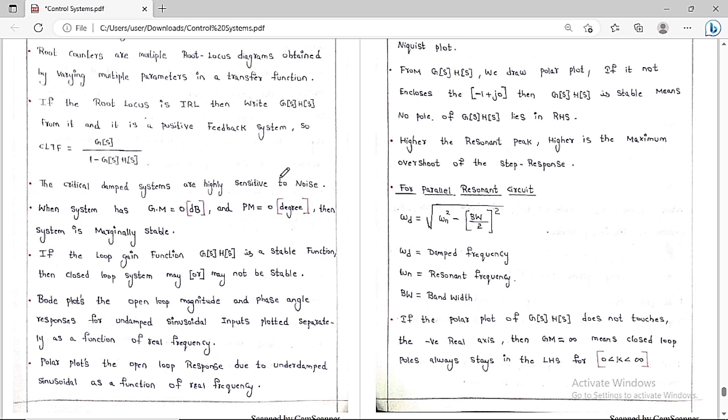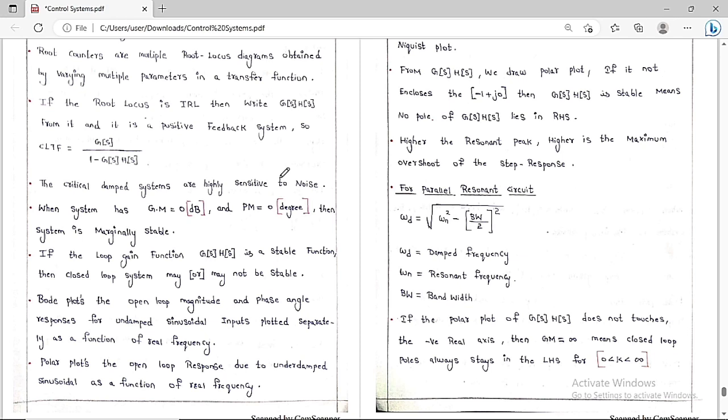This point you always have to keep in your mind. Therefore, a small amount of noise makes a critically damped system become either an overdamped or an underdamped system. So finally I can say critically damped systems are highly sensitive to noise. A small amount of noise introduced to a critically damped system can make it either overdamped or underdamped.